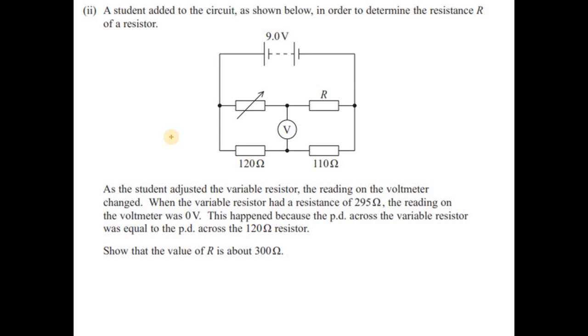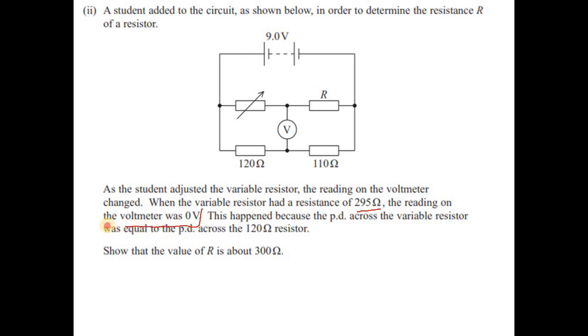Part 2. A student added to the circuit as shown below in order to determine the resistance R of a resistor. A variable resistor is there. As the student adjusted the variable resistor, the reading on the voltmeter changed. When the variable resistor had a resistance of 295 ohm, the reading on the voltmeter was 0.